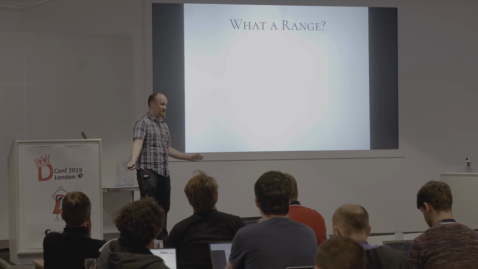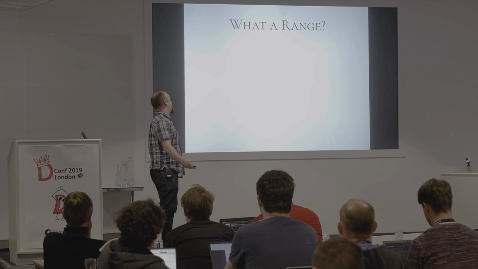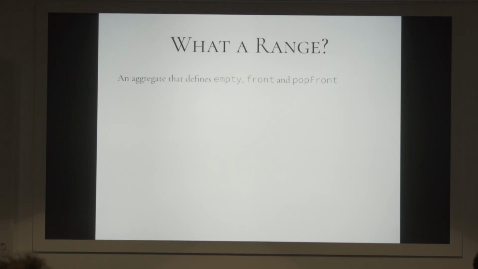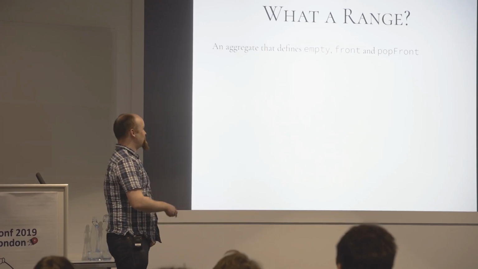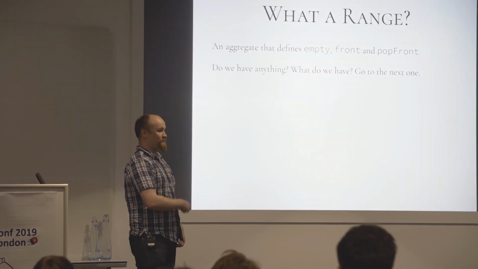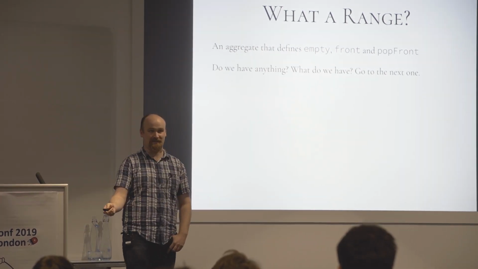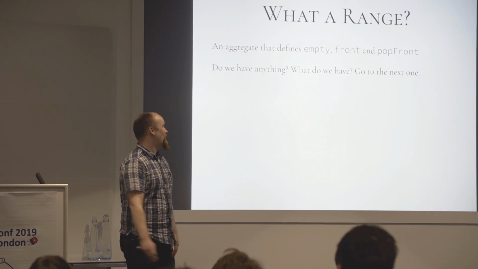So very briefly, what's a range? I'm just going to do the very basics of what a range is. I'm just thinking about the simplest things. So empty, front, pop front. Do we have anything? What do we have? And go to the next one. So you can imagine this can take you through a set of data one by one.